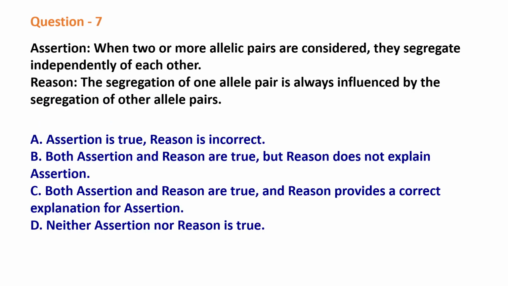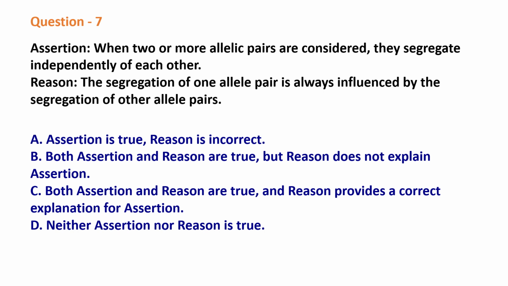Question 7. This is an assertion reason type question. Assertion: when two or more allelic pairs are considered, they segregate independently of each other. Reason: the segregation of one allele pair is always influenced by the segregation of the other allele pair. We know that the options for assertion reason question are: assertion is true, reason is incorrect.